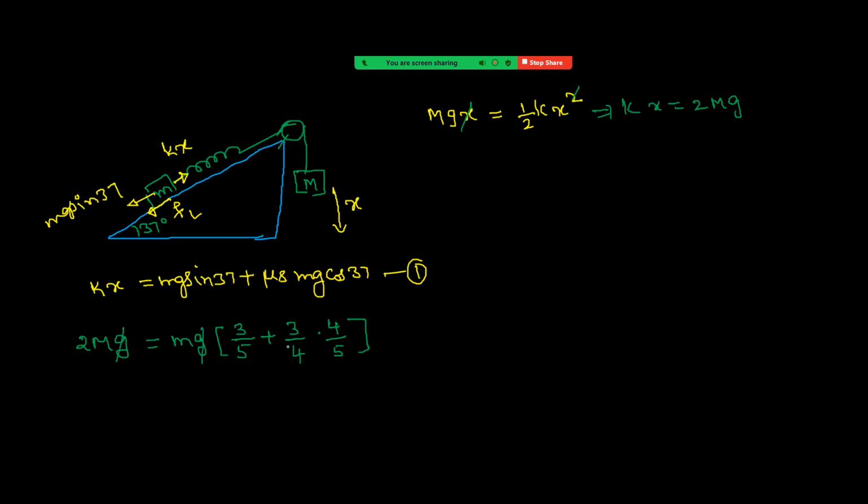g gets cancelled. 4 cancels. 3 plus 3 is 6. It is now 6m upon 5. And 2 here, it is now 3 times. That means the minimum value of capital M is 3m upon 5.